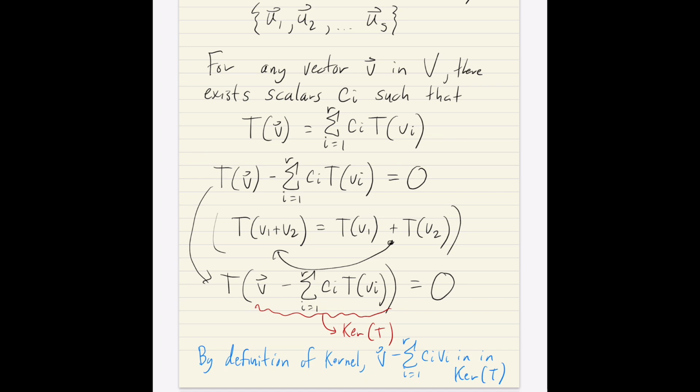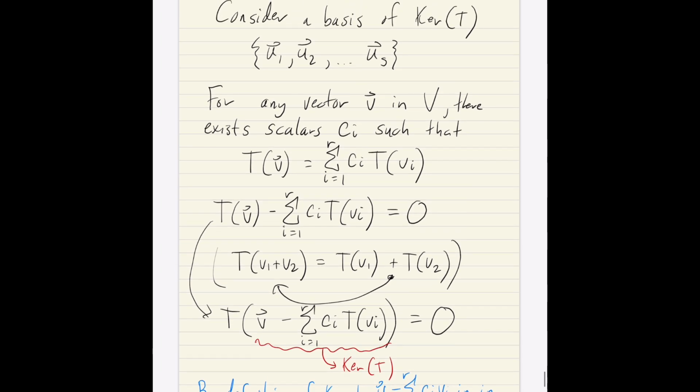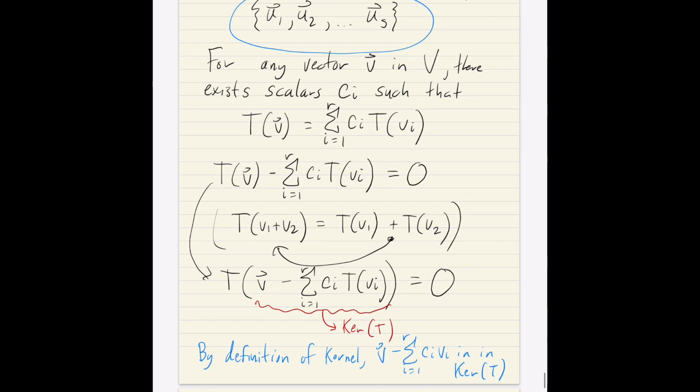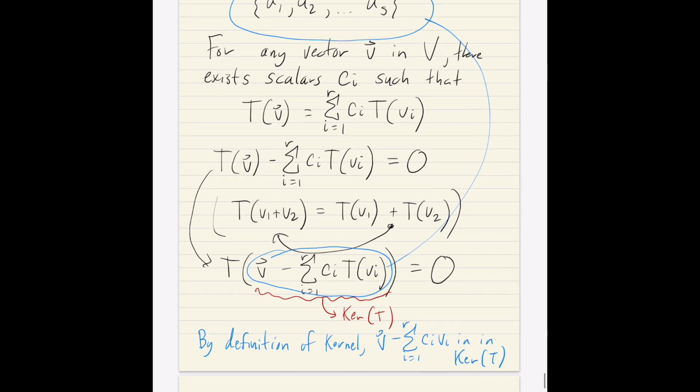And we know, going back up here, we have our basis of the kernel of T, which means that we can write the one down here as a linear combination of those in the basis. So now we're showing a relationship between the vectors in V and the vectors in the kernel.